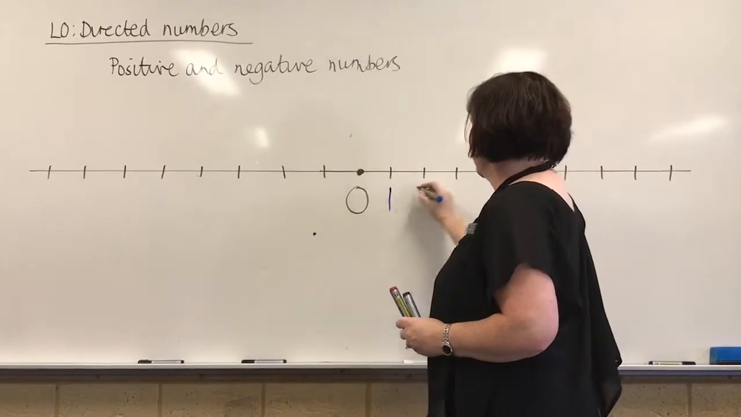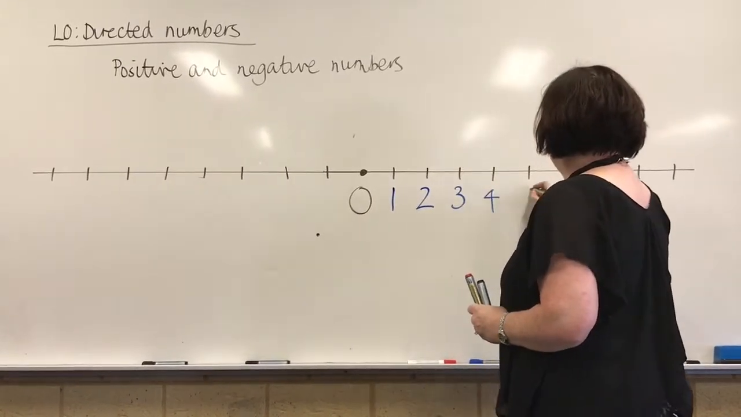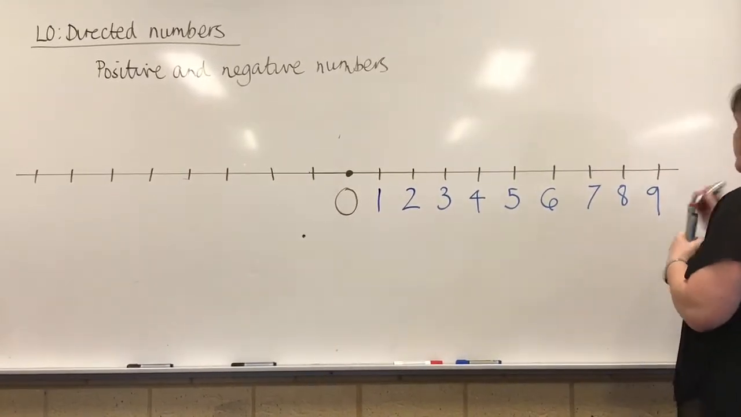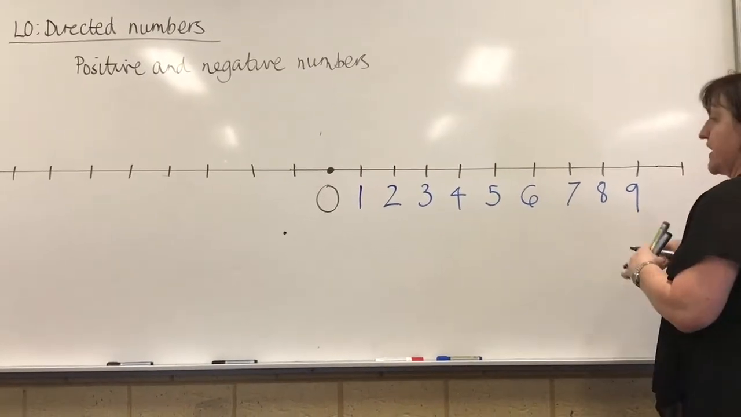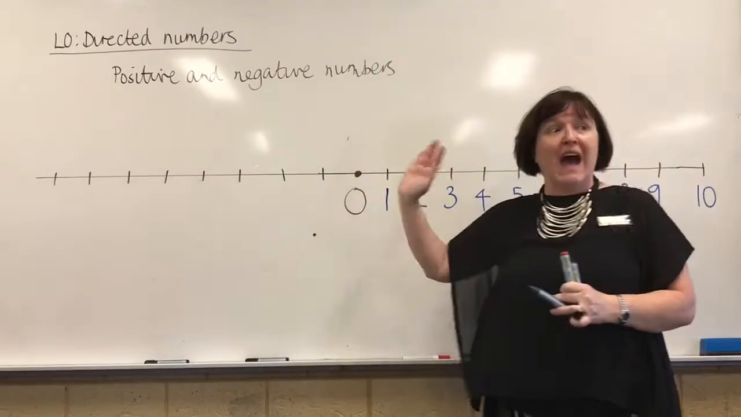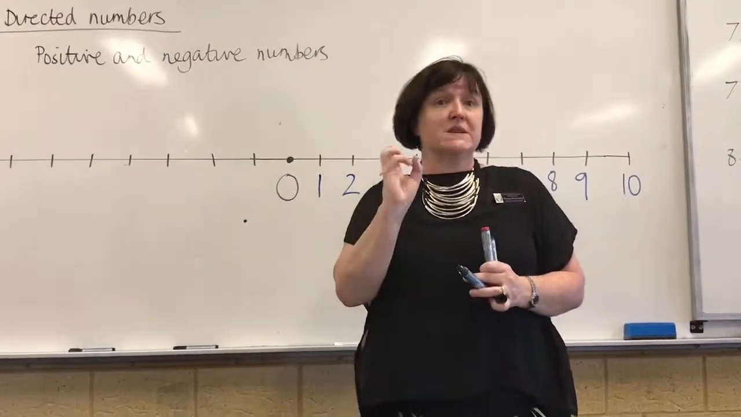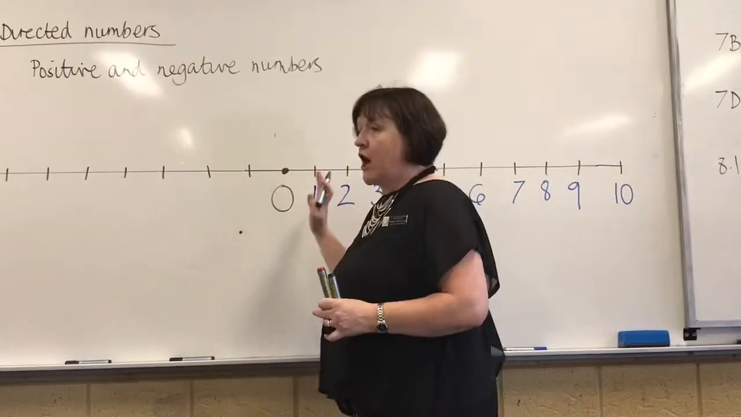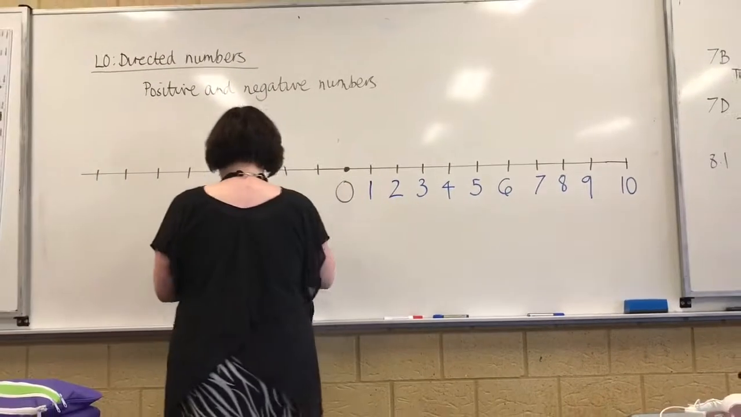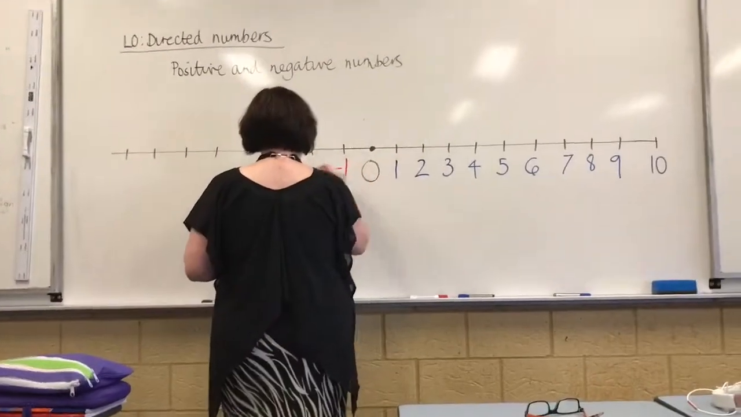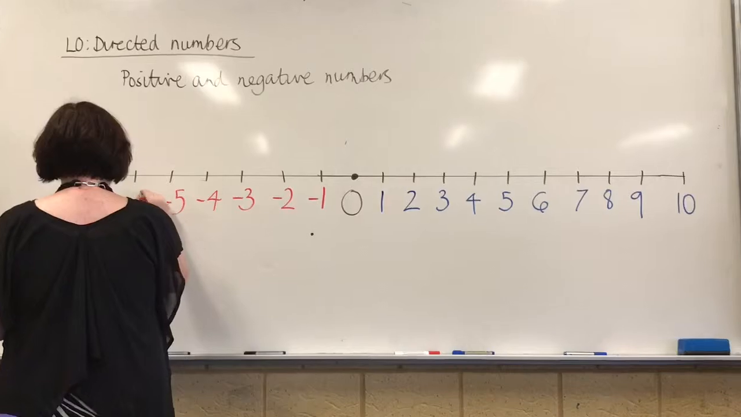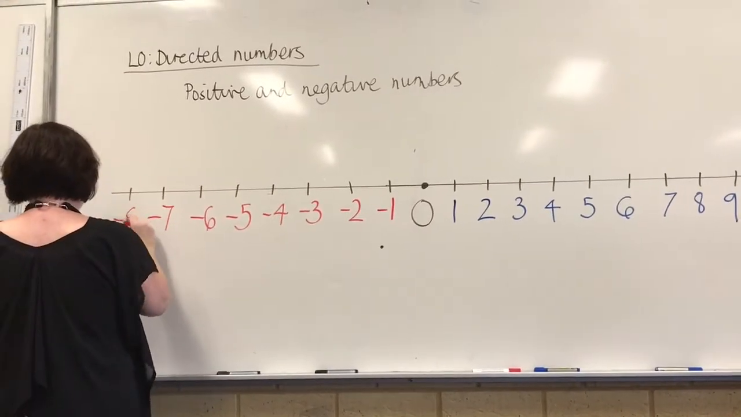So, positive numbers, 1, 2, 3, 4, 5, 6, 7, 8, 9. I'm just going to actually extend my number line slightly so that I get to 10. 0 is in the middle, obviously, but you have to have 0 because 0 is a placeholder. Okay? And then going in the opposite direction, so the negative direction, and I'm going to do those in red. We've got -1, -2, -3, -4, -5, -6, -7, -8.